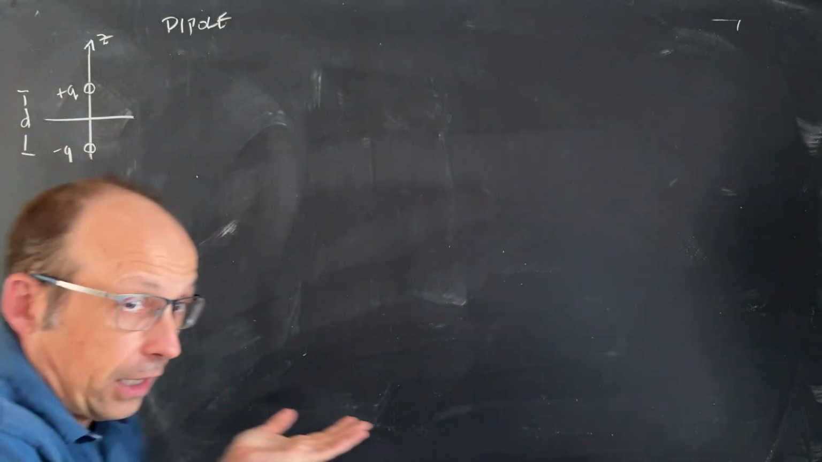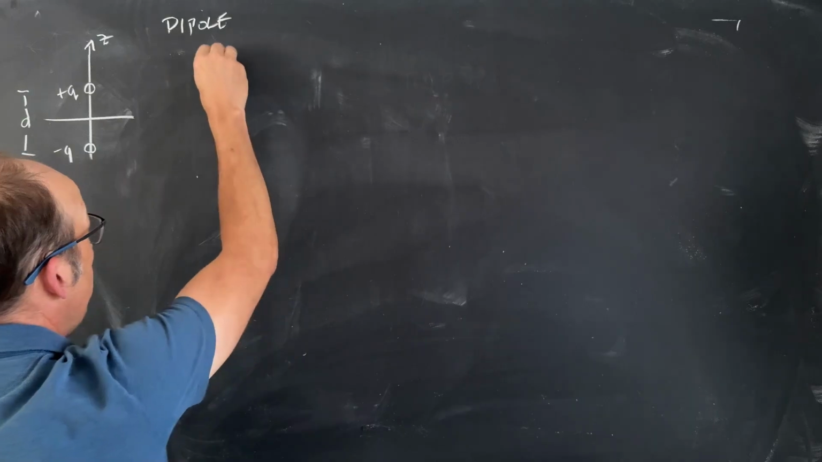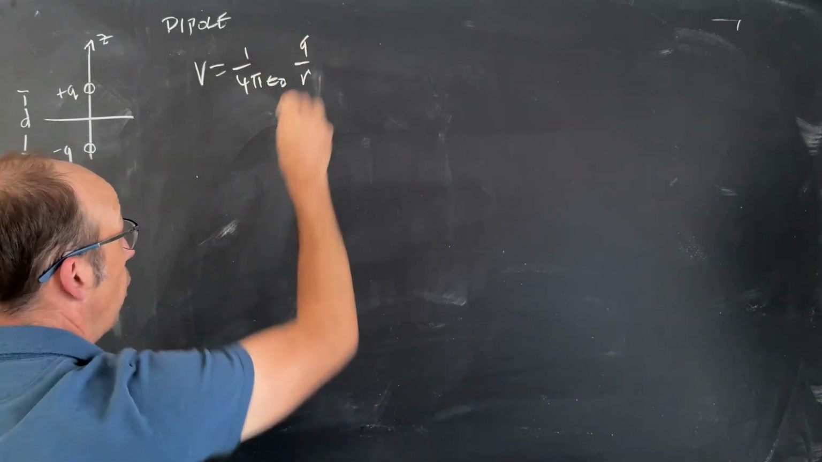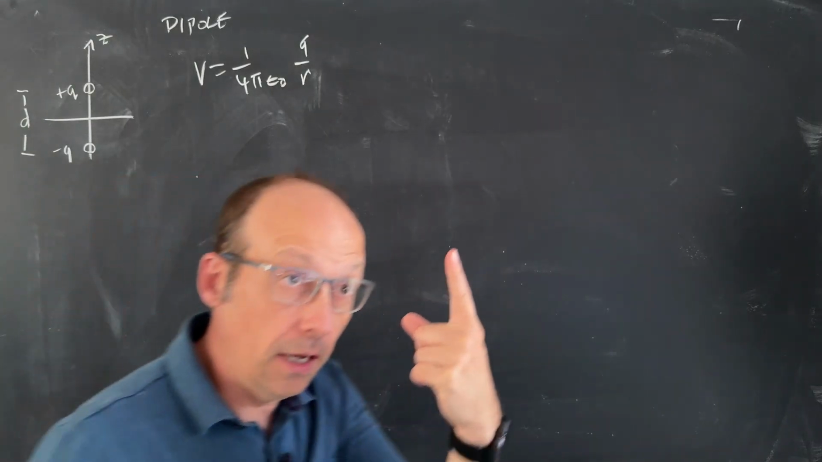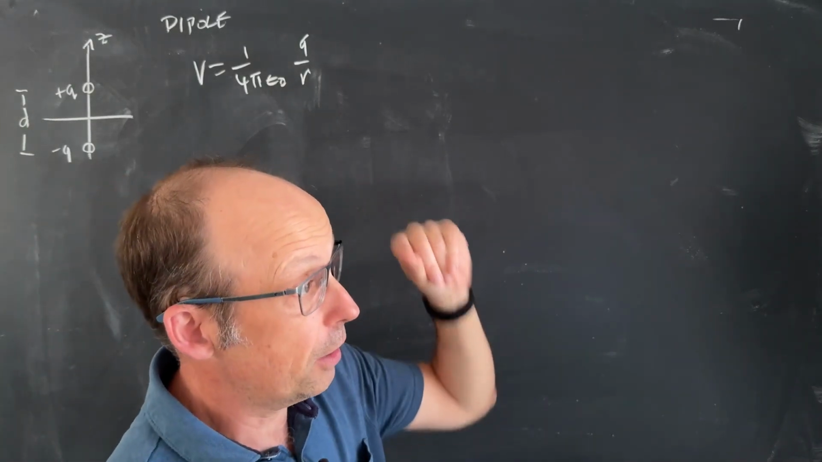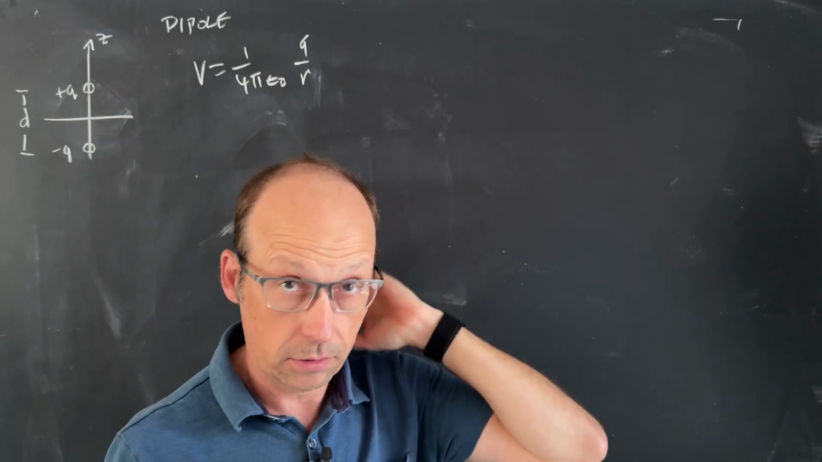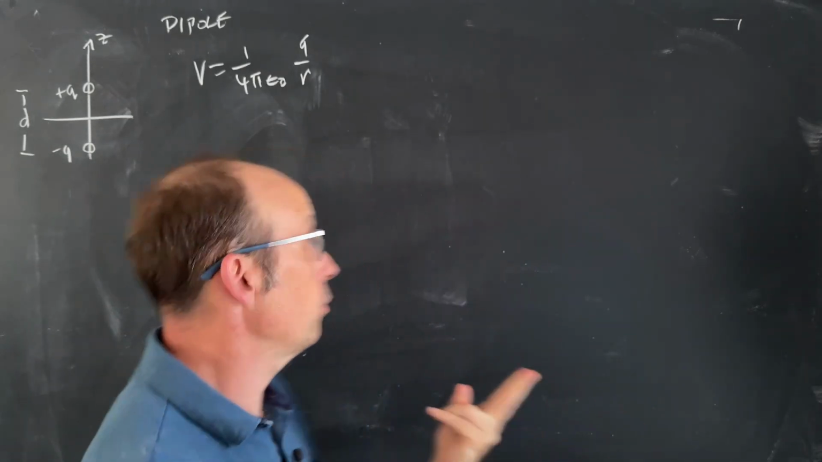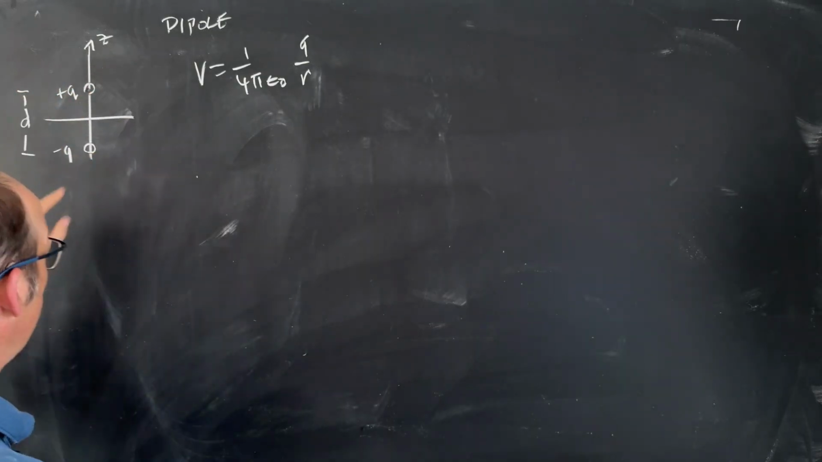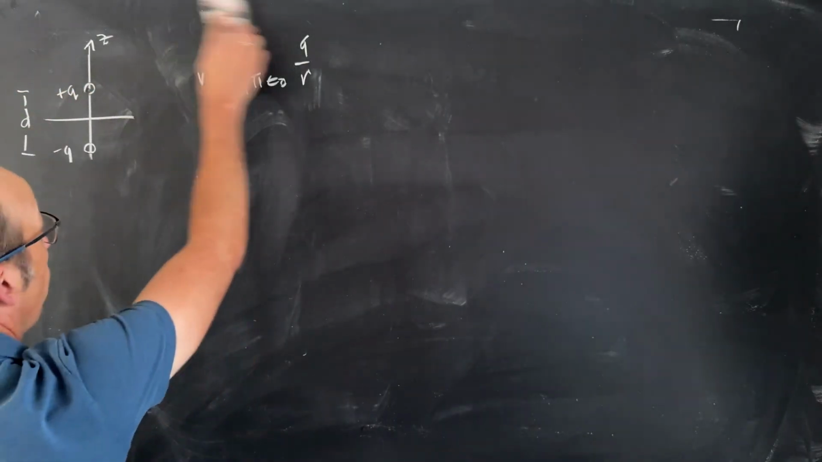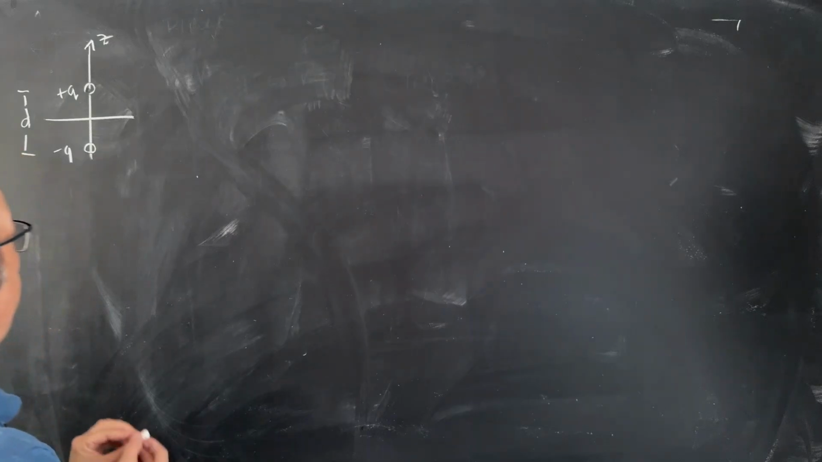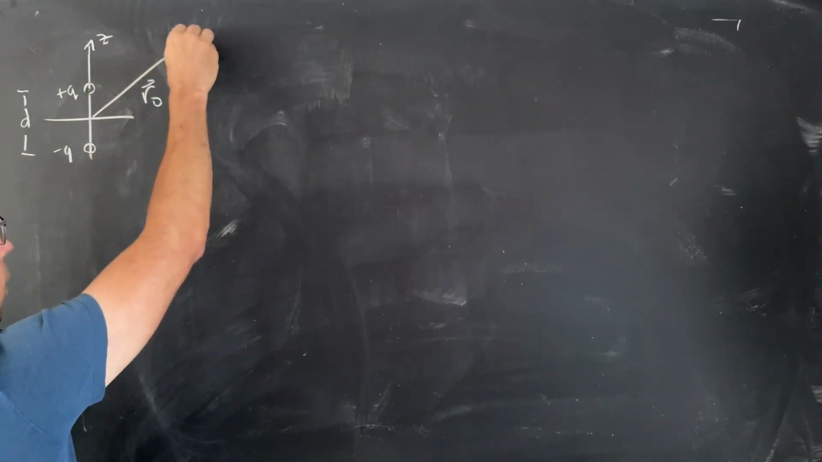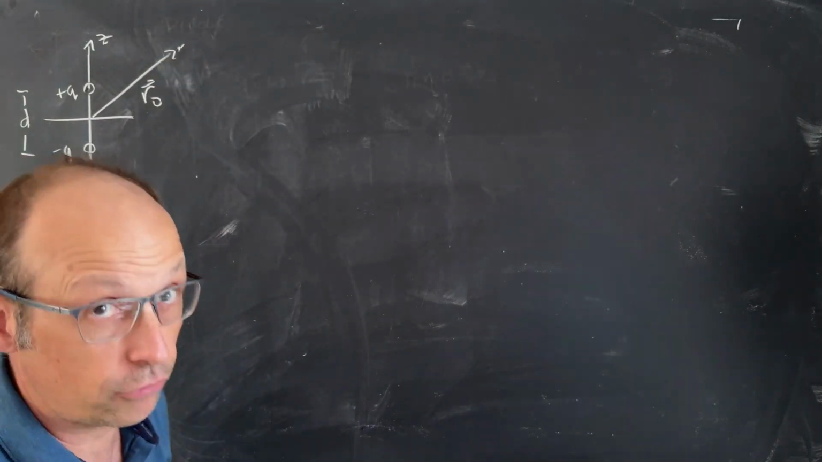So, we want to find the electric potential. Remember, the electric potential due to some point charge is 1 over 4 pi epsilon naught q over r. And r is the magnitude of the vector from the point charge to the observation location. Okay, so now I have 2 point charges, so the electric potential is just the sum of the two potentials. Sum of the potential due to this plus that. Okay, I have my dipole centered at the origin. So imagine that I have some vector r_O where I want to find the electric potential.